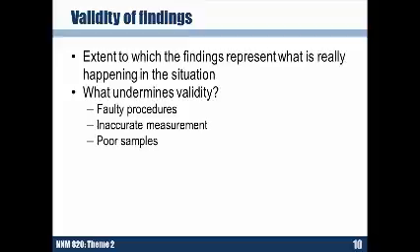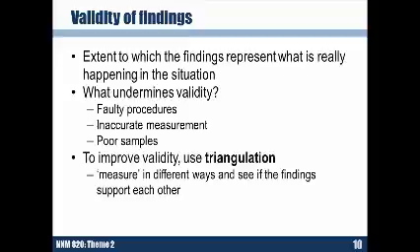And there are a number of things that undermine validity, such as faulty procedures, or if you don't measure accurately, or if you have poor samples. If you have only 5 people out of a sample group of 100 for which you send out questionnaires actually answered those questionnaires, you've got a poor sample and your findings would not be valid. You could have had a number of questionnaires where people only completed a part of the questionnaire, and that would also influence the validity of your findings.